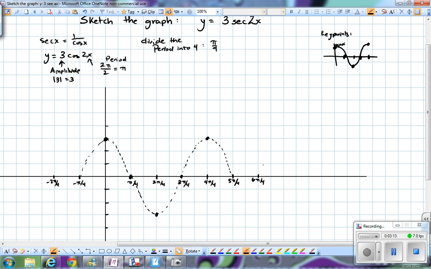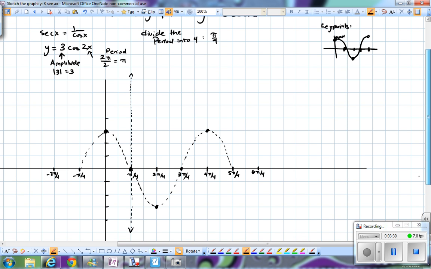Next thing you want to note is that because secant is the inverse of cosine, cosine being on the bottom, anything that is 0 for the graph is going to be undefined for our secant function, so this will determine our vertical asymptotes where this function is 0. So just sketch these vertical asymptotes. Remember that everything here should be dashed.